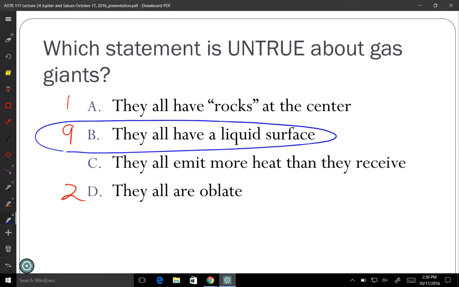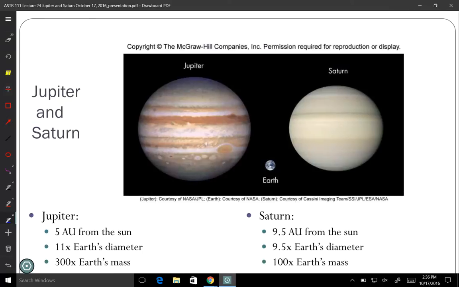And indeed, all of your reasoning was pretty good there. We have rocks at the center of each, which I'll show you cut away in just a little bit. They all have more heat coming out than they receive from the sun, so they're all having more heat leaving, and they're all oblate. That means that they're fatter at the equators because they're rotating. Okay, some facts about Jupiter and Saturn here. Notice Earth is just here for comparison. This is the same pictures we started with.